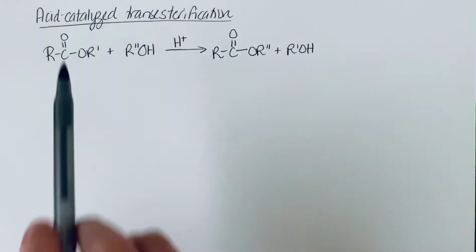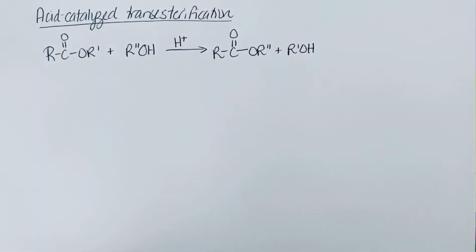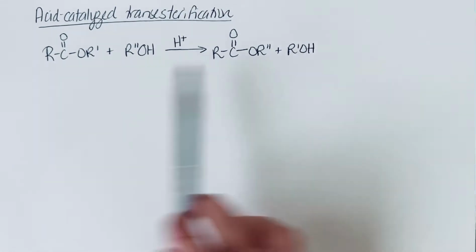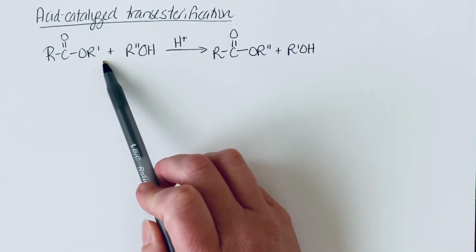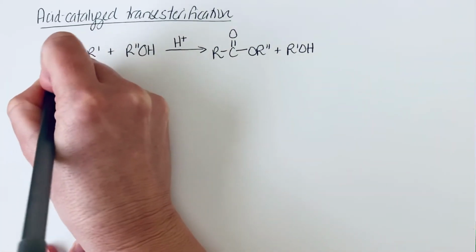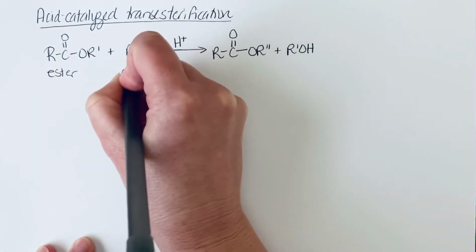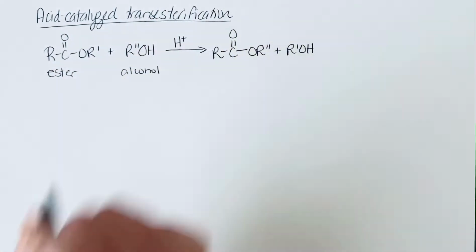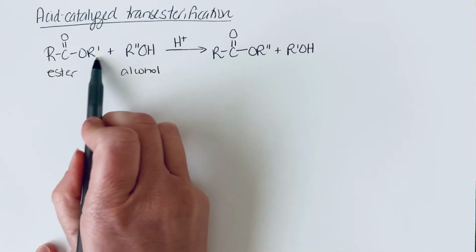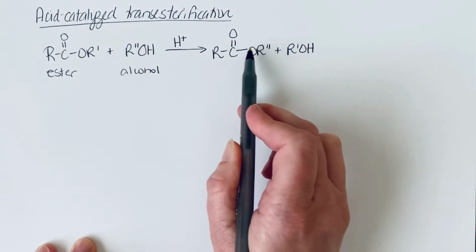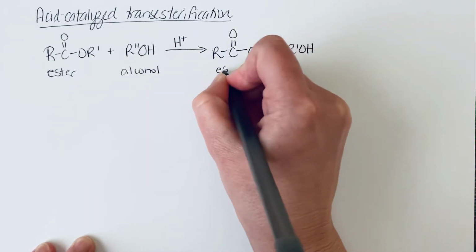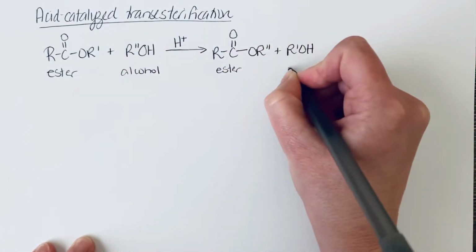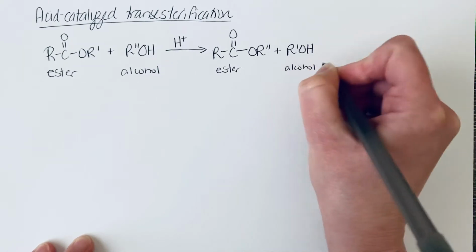In this video, we're going to take a look at the acid-catalyzed transesterification reaction. So we have a generic example here, showing that we're starting with an ester, and we are reacting it with an alcohol. What we're doing is replacing one OR group on the ester with a different OR group. So we're taking an ester and an alcohol, and we're making an ester and an alcohol overall.